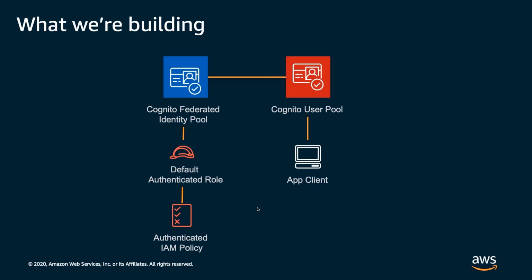So each pool is going to have what we call default authenticated and unauthenticated roles. In our case, we're not going to allow unauthenticated access, so we just have one default authenticated role. And that role, of course, is attached to an IAM policy, which gives you your permissions. Okay.